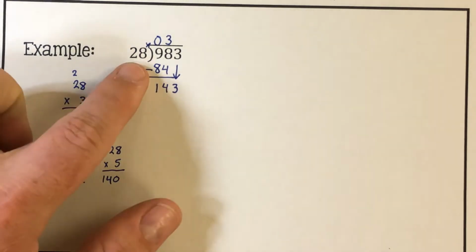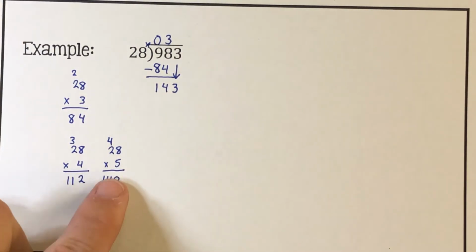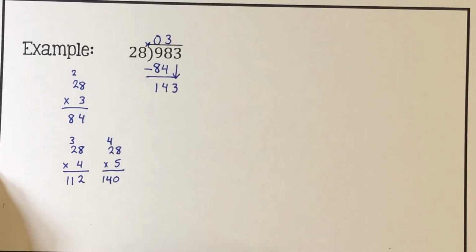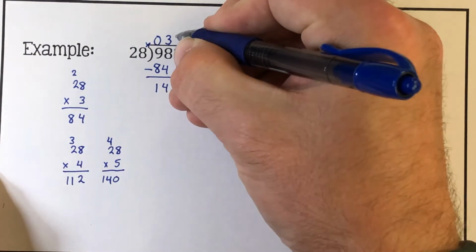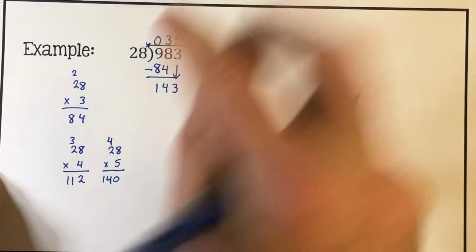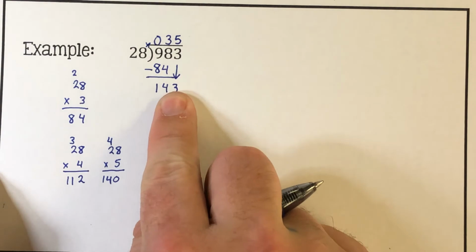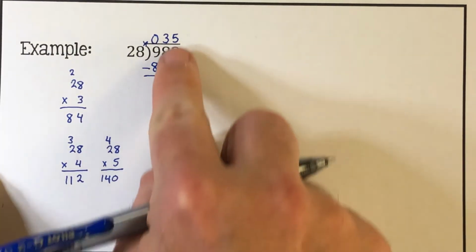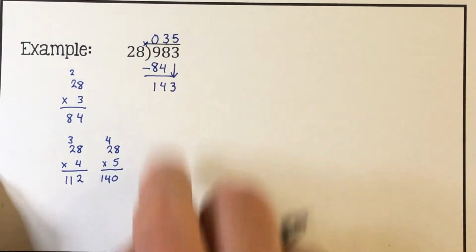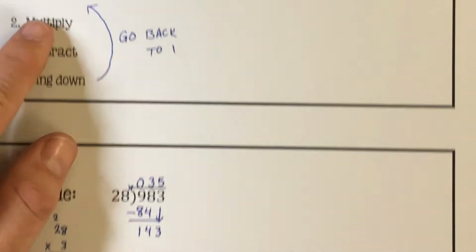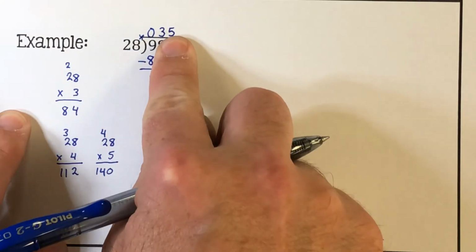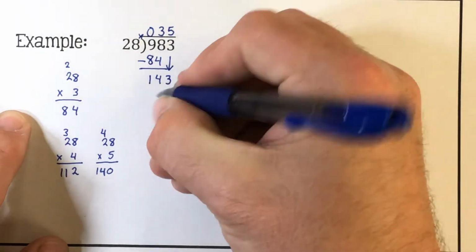So because I overestimated my number, I thought it wasn't going to fit 5 times. But it does. I just had to keep guessing. So 28 will divide into 143 5 times. I put my answer right above that on the top. Second step, I multiply. 28 times 5. Well, I've already done the work. It's 140.